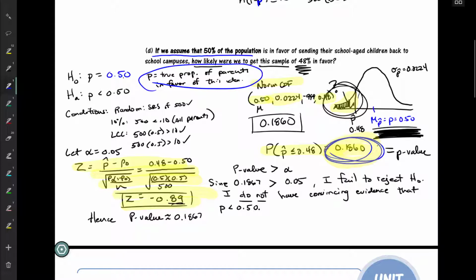Much stronger evidence to suggest that the entire population is less than 50% in favor of this. It's all based on this p-value and how small that is. The further away this sample proportion is from the mean, the smaller that area becomes, the smaller the probability is. The smaller that probability is, the less likely it could have happened by random chance alone. And that's performing a significance test. But as you can see, the mechanics of it are very, very similar to the stuff that you've already done.